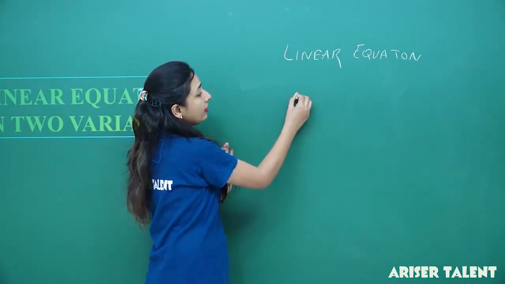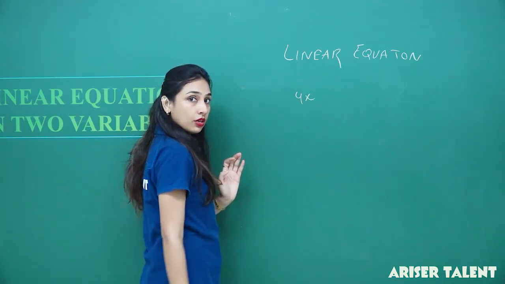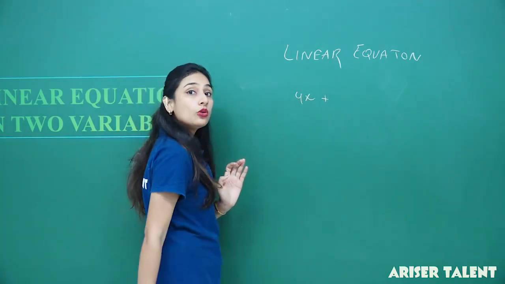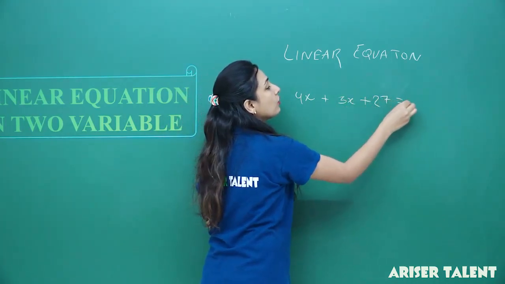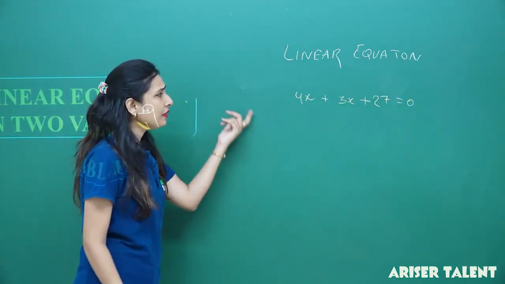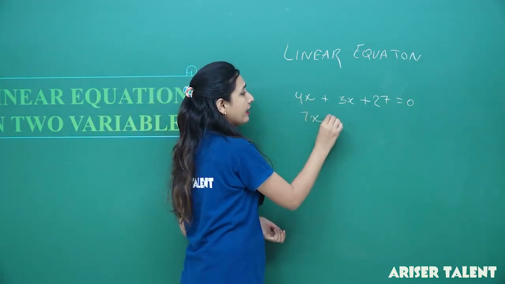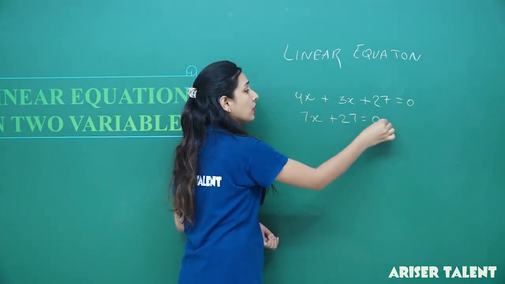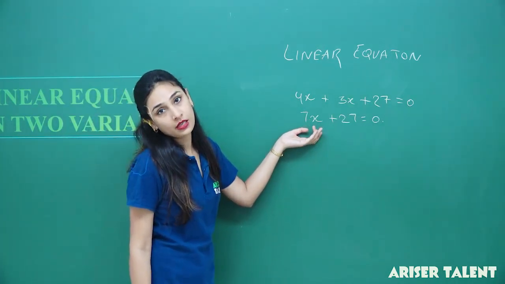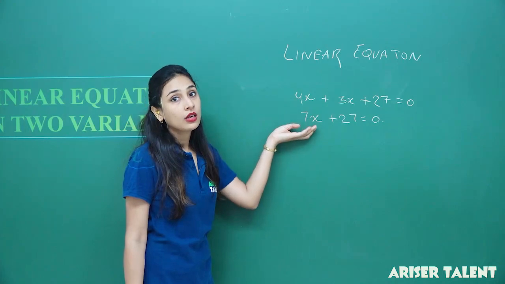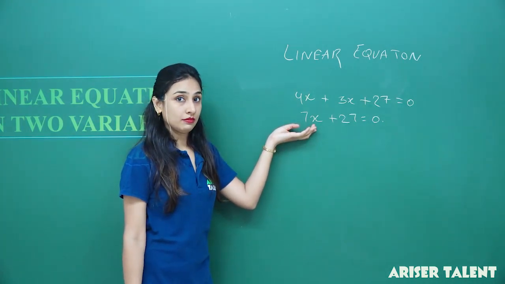So, if I am writing 4x plus, let's suppose, 3x plus 27 equals to 0. Now, what will it become eventually? That will become 7x plus 27 equals to 0. Now, this is a linear equation, my dear students. Now, the variable here is x.